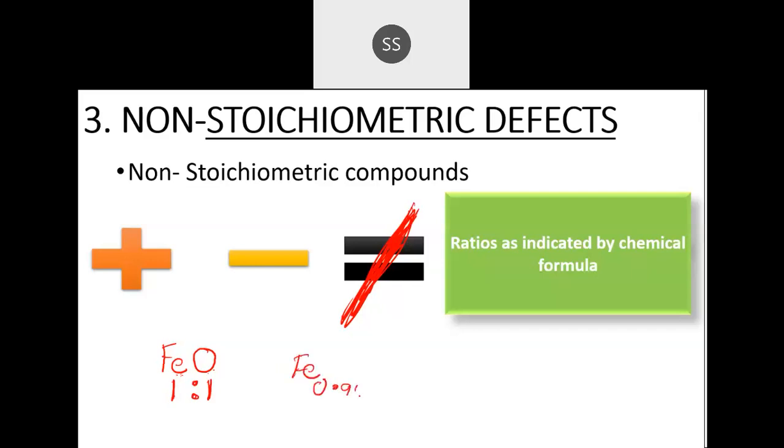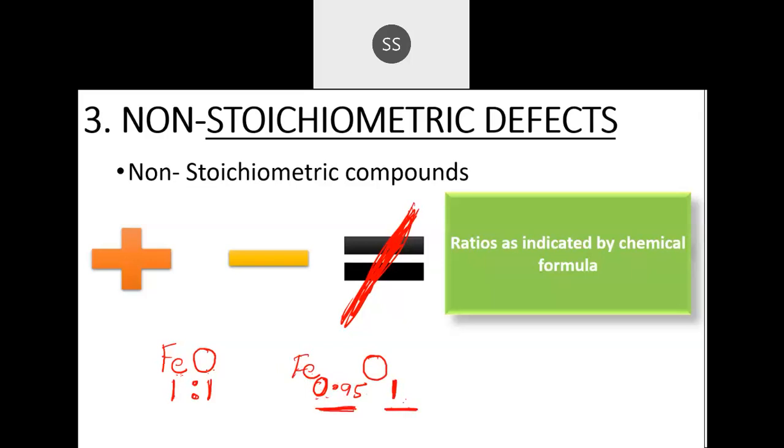Okay, this is one ratio which I've considered. So here they have got iron as 0.95 and oxygen is 1. This is the ratio of iron. You can see here the number of iron cations is less compared to the anions, so they are not equal.